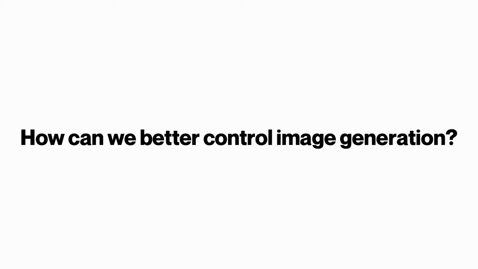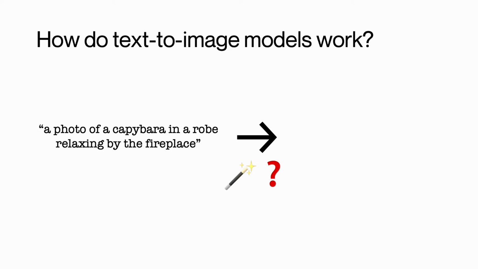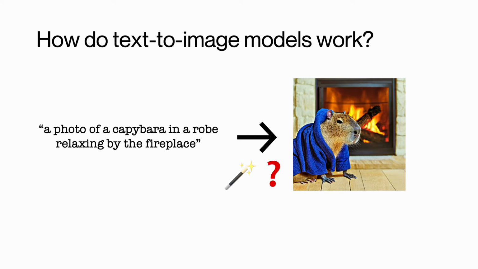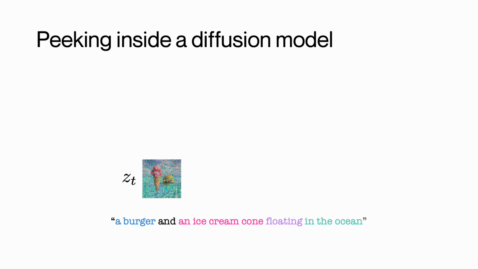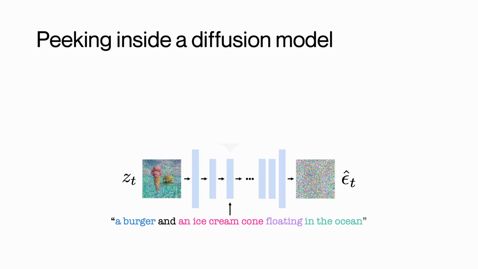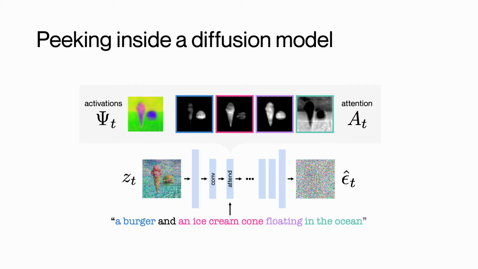So what is? Let's start by breaking down how text-to-image models learn to convert a prompt like this one to an image like this. Given a prompt and a noisy image as input, these models learn to predict the noise that was added to the image. Their architecture combines image processing operations like convolutions with text-image correspondence using attention.